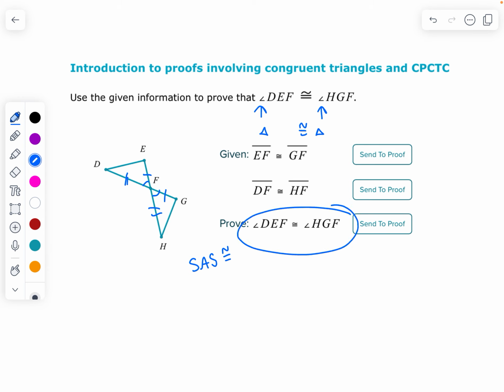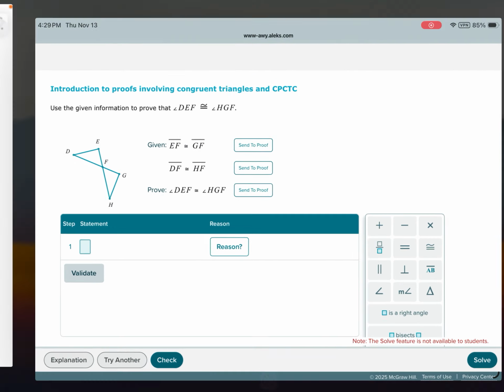They want us to prove that angle DEF, which is, let's see, I'm going to get a different color, pink, DEF is up here, is congruent to HGF. All right, we wouldn't be able to prove that normally. But since we've been able to prove that the triangles are in fact congruent, we can now use CPCTC to say, since the triangles are congruent, all their parts are congruent. So we can take it one step further. So that's what we're going to do. All right, let's go over here and do that.